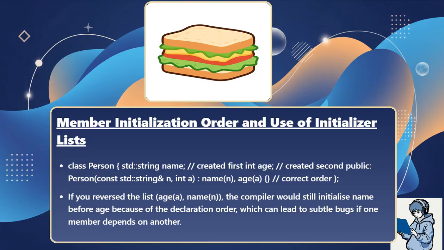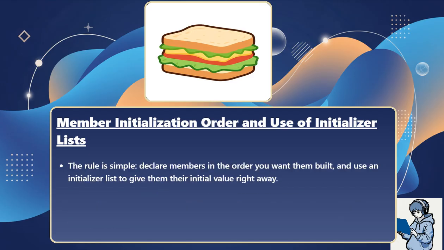If you reverse the list, age(a), name(n), the compiler would still initialize name before age because of the declaration order, which can lead to subtle bugs if one member depends on another. The rule is simple: declare members in the order you want them built, and use an initializer list to give them their initial value right away.